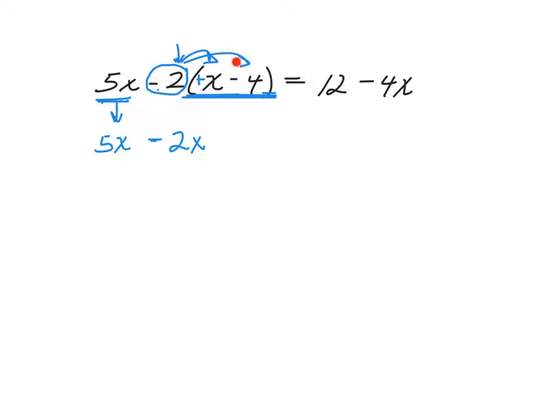Again, don't be the person who drops this negative straight down. That is not what you need to do. You need to look at this sign and this sign and say, okay, what do those 2 make together? They make a positive through multiplication. And in this case, the 2 and the 4 will make it into an 8. So that is equivalent to 12 minus 4x.